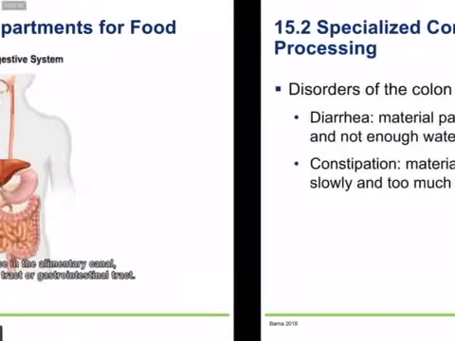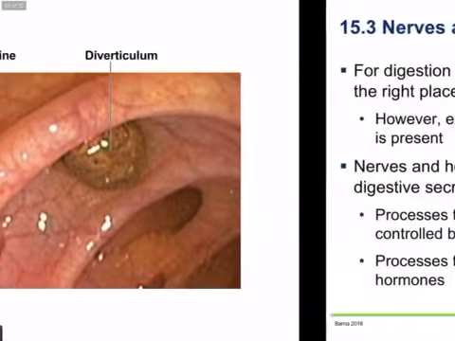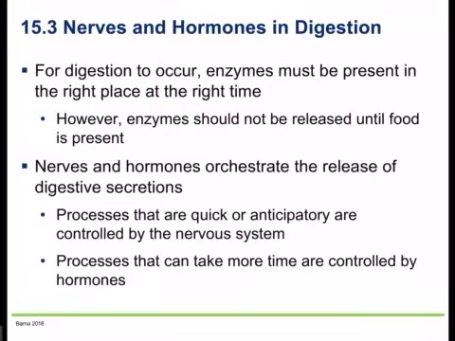All right, so we went through that there. Okay, so enzymes must be in the right place at the right time. You only release enzymes when food is present. Nerves and hormones will regulate the release of these digestive enzymes. Processes that are quick would be a nervous system thing. Processes that take more time can be a hormone thing. So it's basically a dance between hormones and enzymes that both work together.